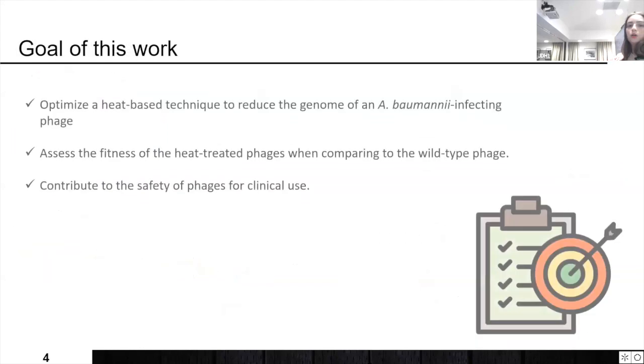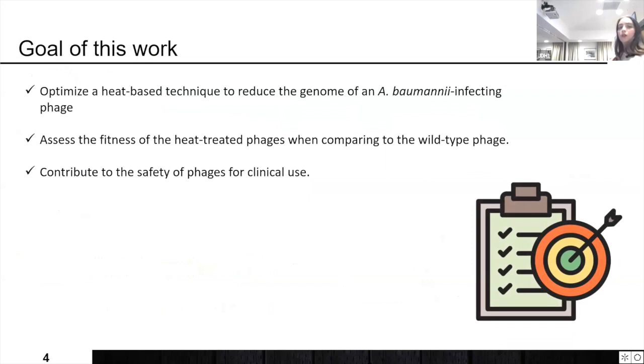So the goal of this work was to, first of all, optimize a heat-based technique to reduce the genome of an A. baumannii-infecting phage, then assess the fitness of the heat-treated phages and compare them to the wild-type phage, and overall just contribute to the safety of phages for clinical use.